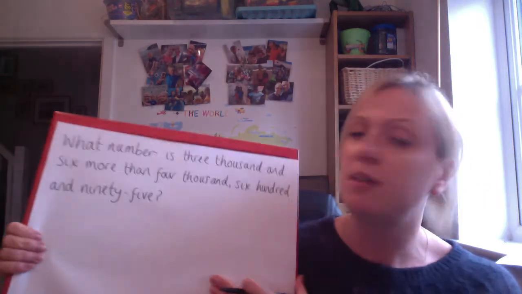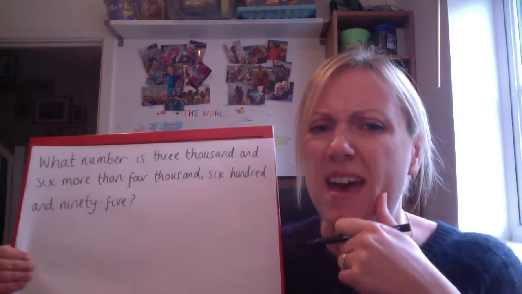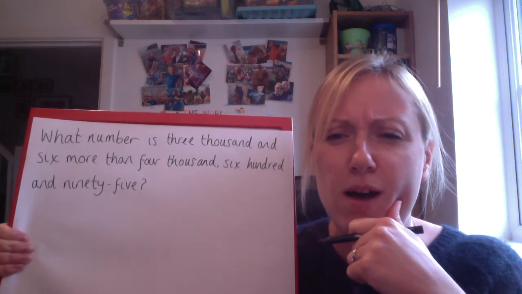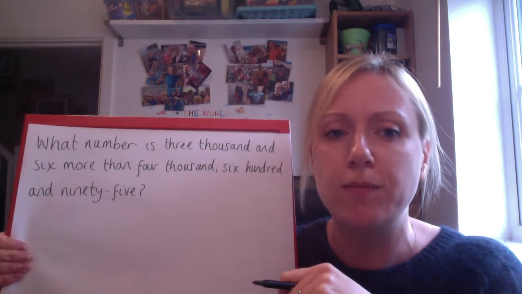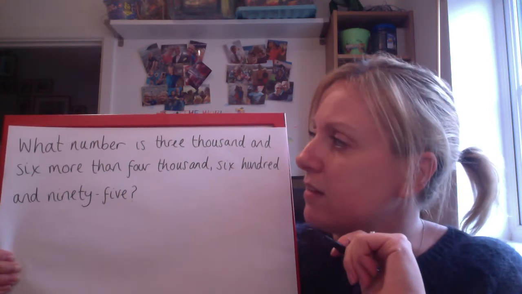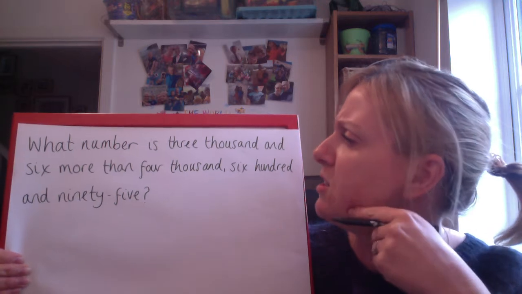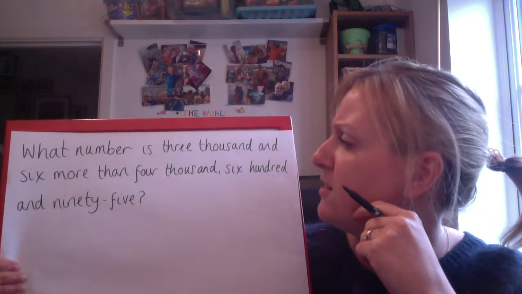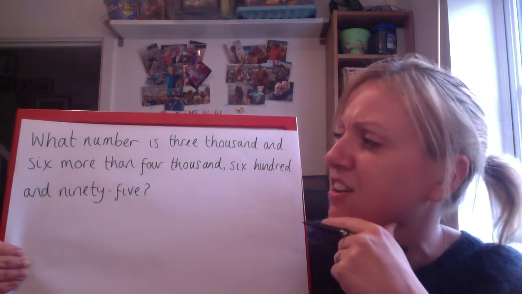The next question is a bit wordier this time. And I know that when we met wordy type numbers like this before in Power Maths books before we came home, lots of us found this a bit tricky. So let's read through it together. It says, what number is 3,006 more than 4,695?